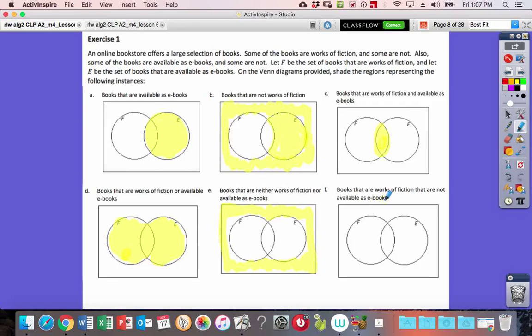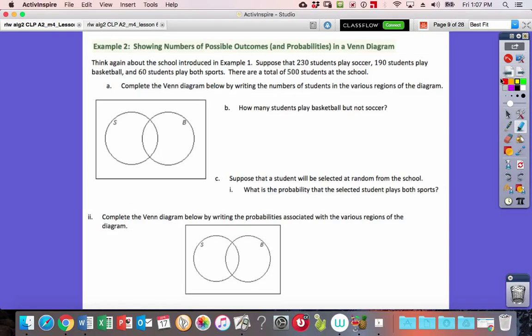Okay, books that are works of fiction that are not available as ebooks. Well, this circle represents everybody that's works of fiction, but it can't be ebooks, which means I can't include that little section right there. Okay? So hopefully that helps on how you would use shading to represent different things with a Venn diagram. Okay, you can also show numbers of possible outcomes and probabilities in a Venn diagram. So let's see how they would do that. I'm going to go back to the pen.